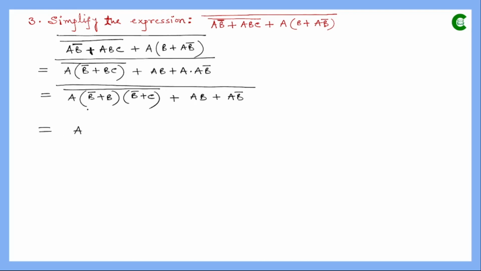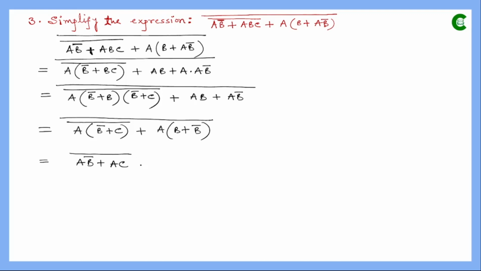Now in the next line, it will be A, B plus B bar will give us 1, and then this term will be B bar plus C, and then we have this complement. Then from these two terms we have A common, so within the bracket it will be B plus B bar, and then we have this overall complement. Now in the next step, it will be AB bar plus AC, and then we have this complement, and here B plus B bar will give us 1, so it will be only A, and then we have this overall complement.